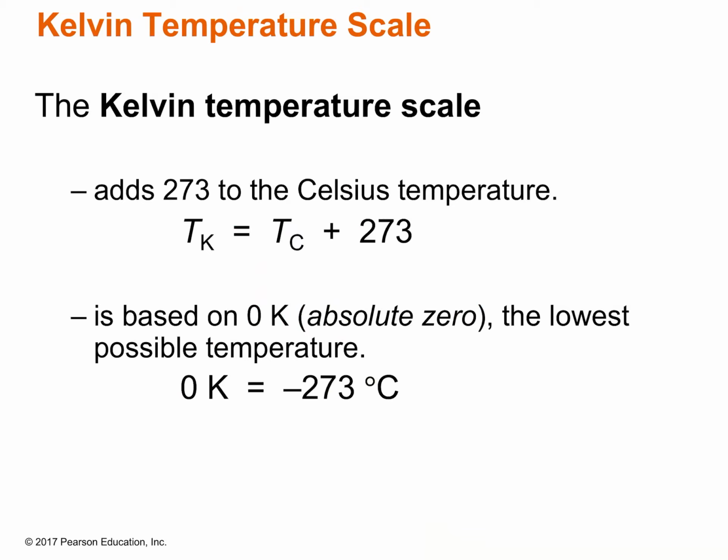So the Kelvin scale, like I said, we are going to add 273 to the Celsius temperature. So Celsius plus 273 will get you our temperature in Kelvin. And like I said, it's based on 0 Kelvin. This temperature is called absolute zero, the lowest possible temperature. Again, right now it's theoretical. We haven't quite reached 0 Kelvin yet, which is cool. It's like science in the making.